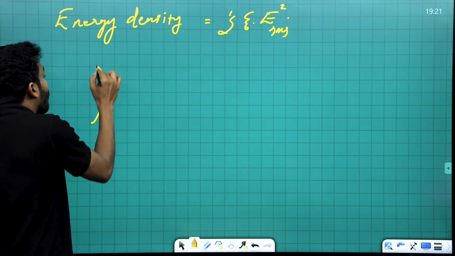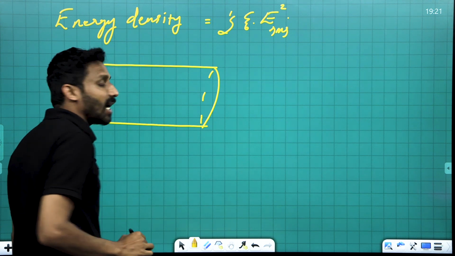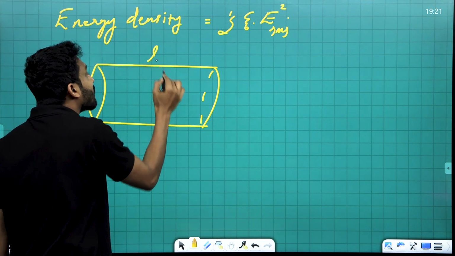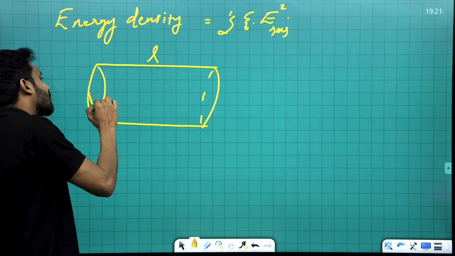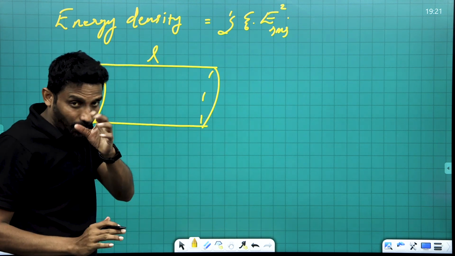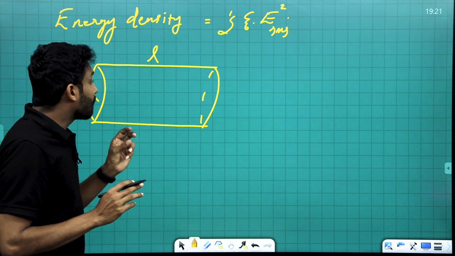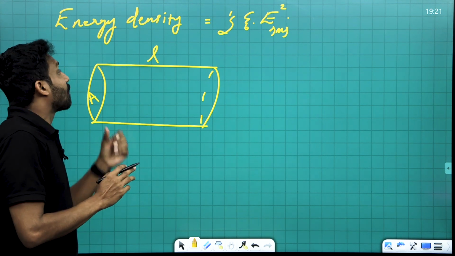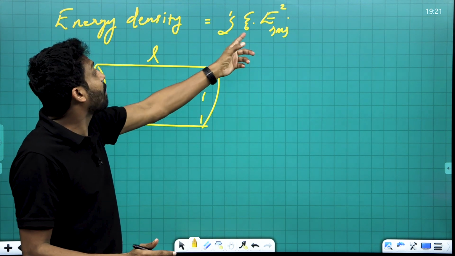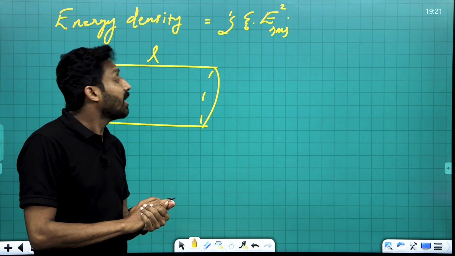If you consider a particular region, for simplicity, I am considering a cylindrical region of length L and cross-sectional area A, and electromagnetic waves are passing through this region. Then the energy per unit volume contained in the electric field region is half epsilon 0 E RMS square.